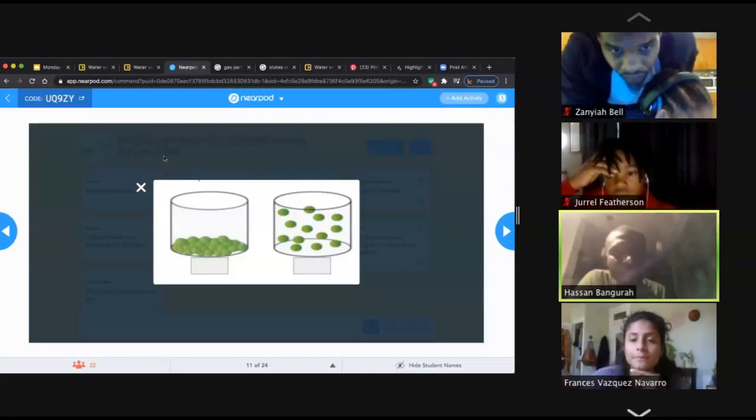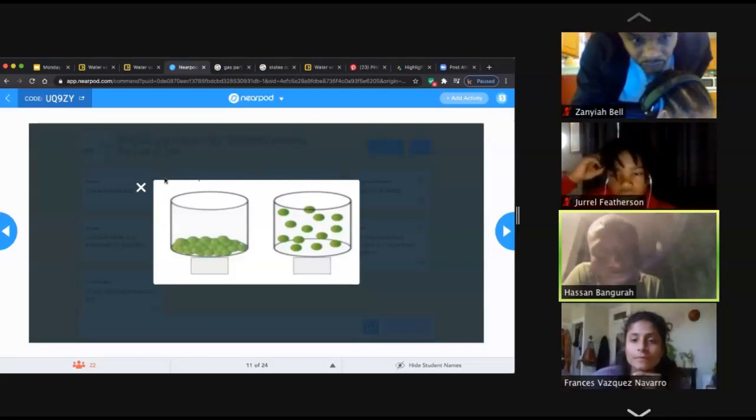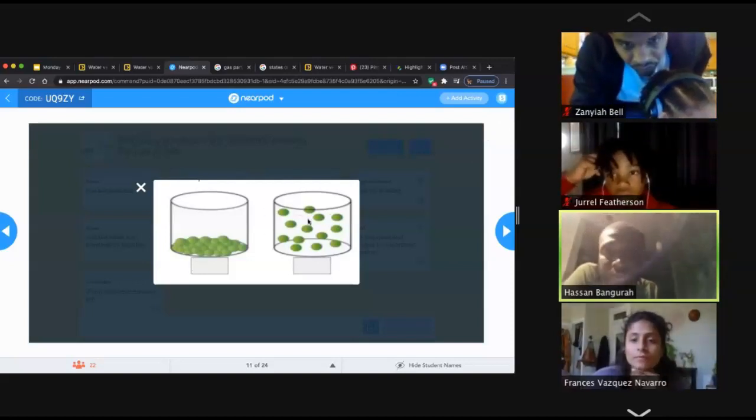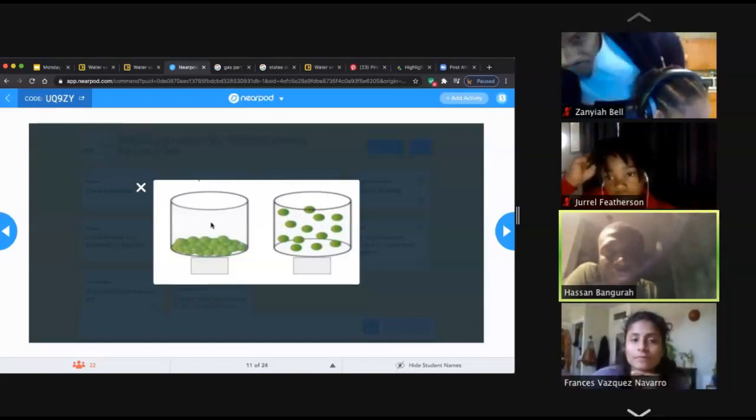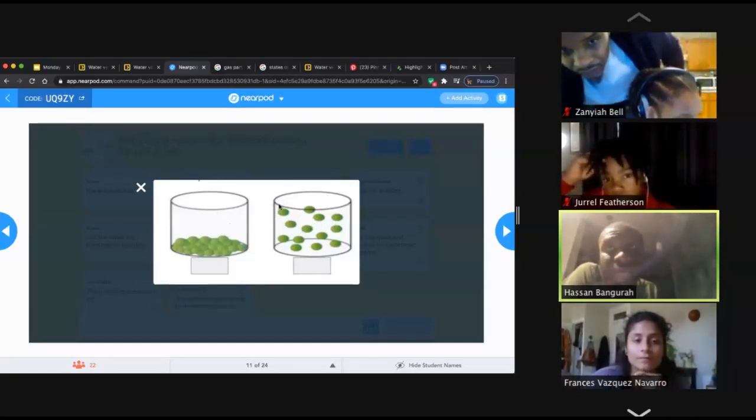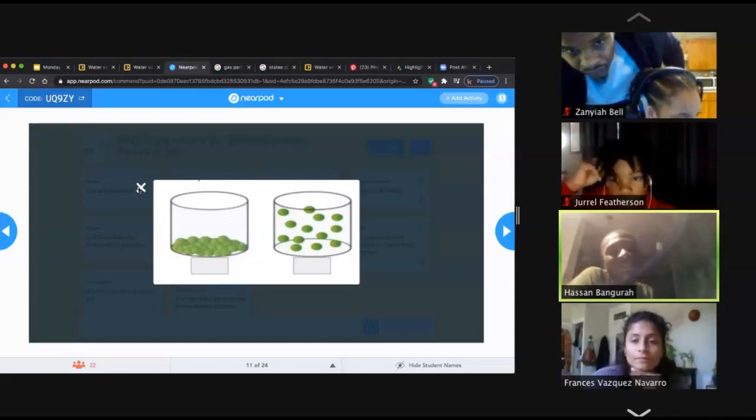The difference of the two particles is one of them is like on the ground, and the other one is like floating in the sky. Oh, that's interesting. Awesome, right?